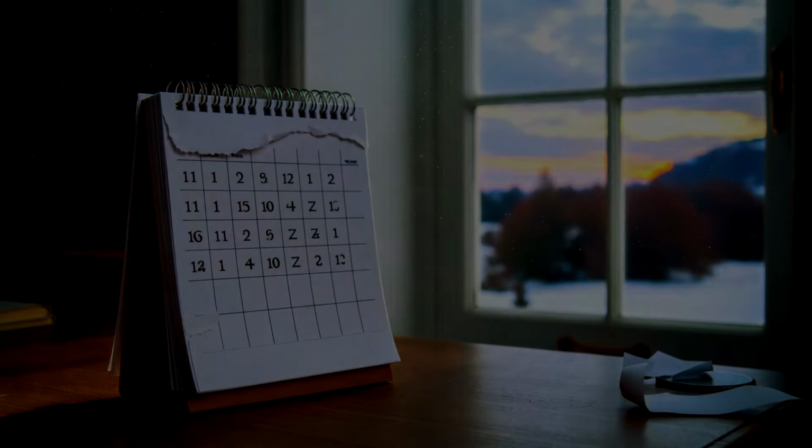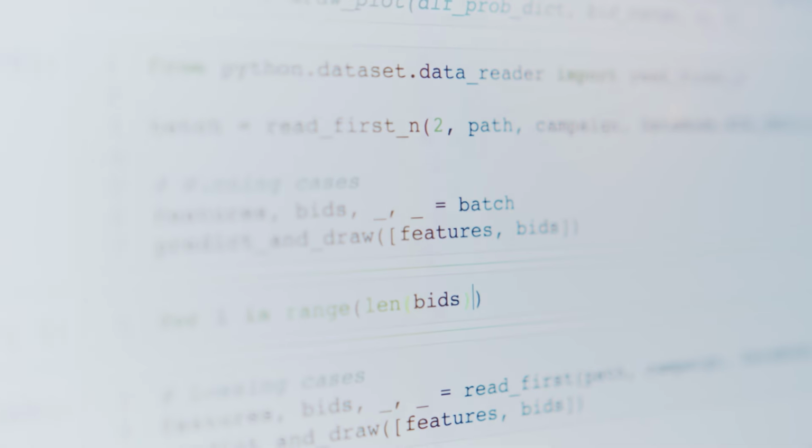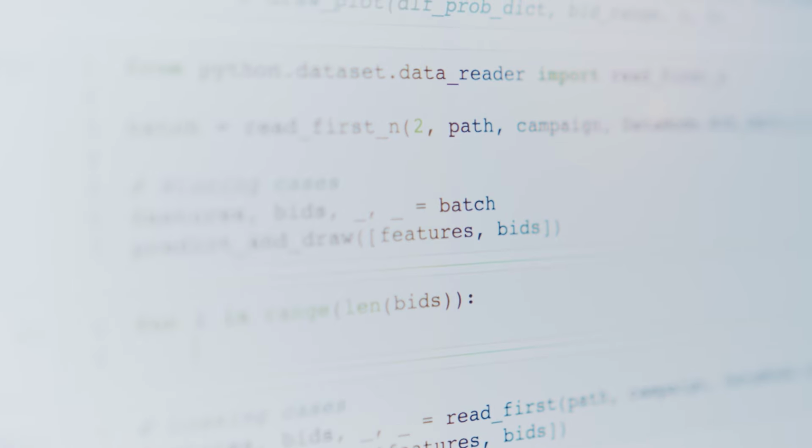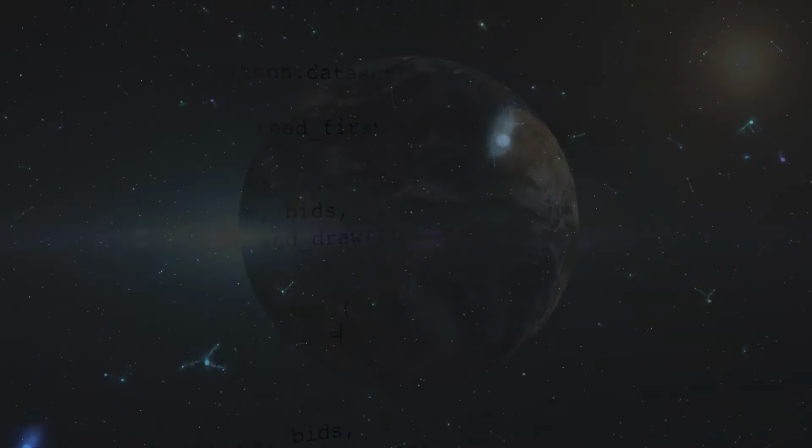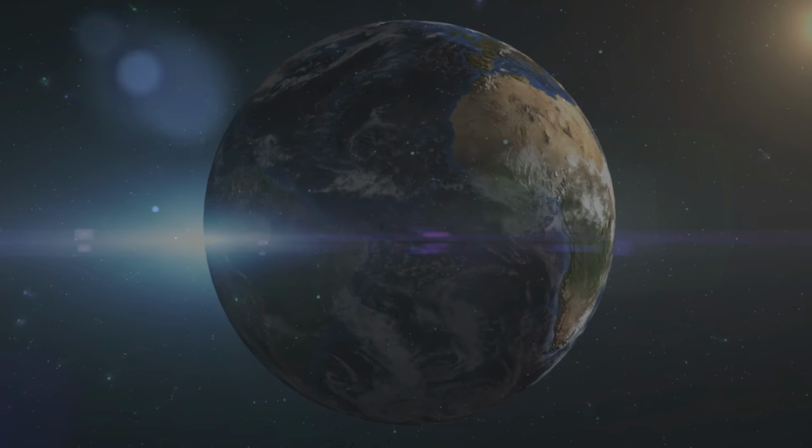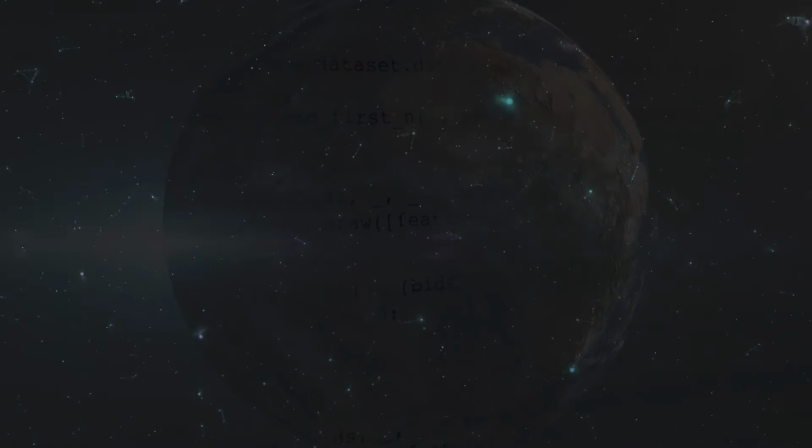But in this specific experiment, they didn't ask Sycamore to solve a math problem. They asked it to simulate a universe. A tiny, two-dimensional universe where gravity behaves very differently. Here is where the black holes come in.